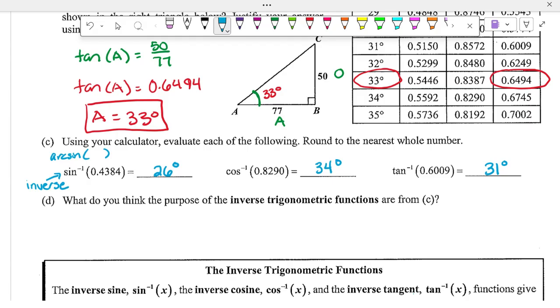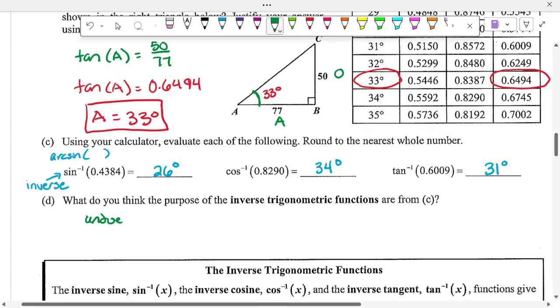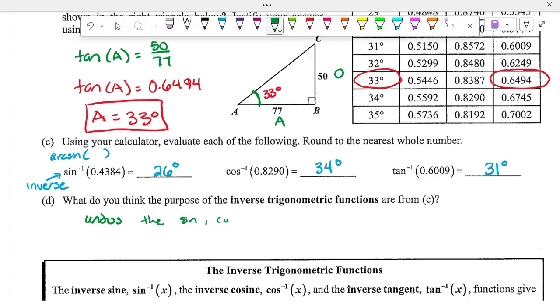All right. So, in other words, what it does is that it undoes the sine, cosine, and tangent functions to give us the reference angle.